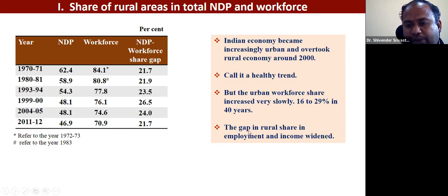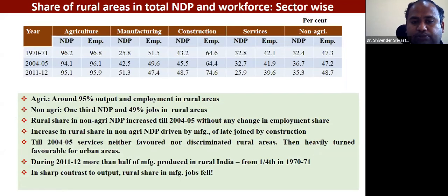So here you can see the gap in the rural share in employment and income has widened over a period of time. Economic theory says that it is good to see a declining share of rural areas in the output and workforce, but there is a deviation in the decline in the share of output and in the workforce. So that gap should decline over a period of time, but it could not, and that is a problem in the employment sector in the rural areas.